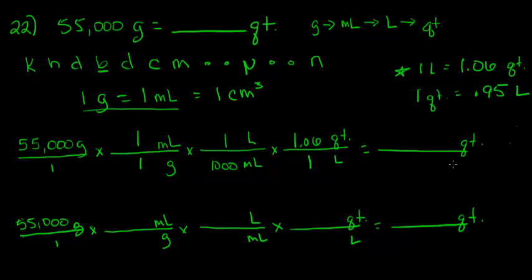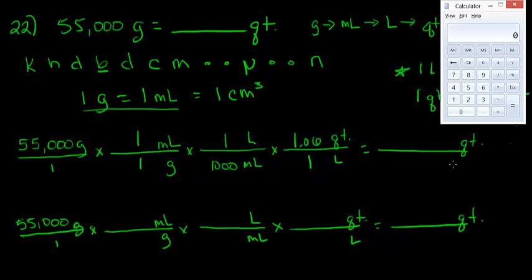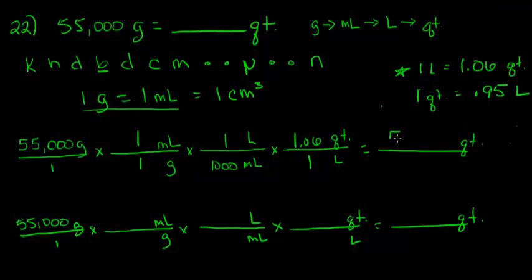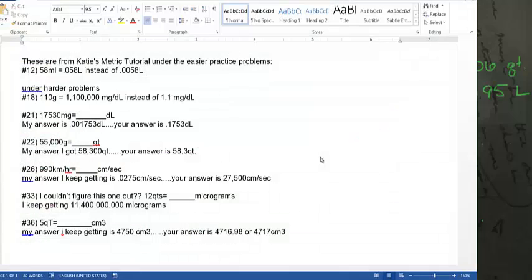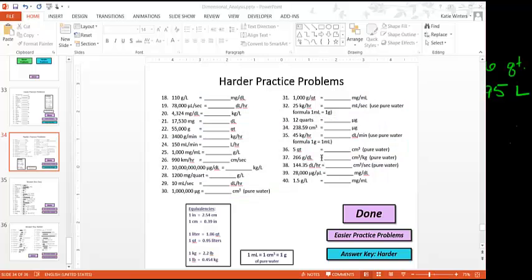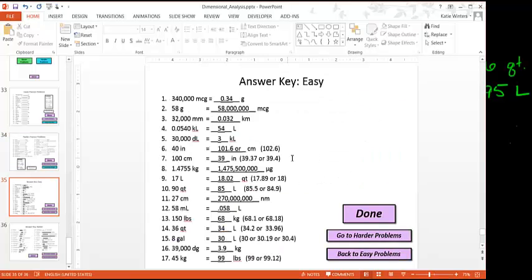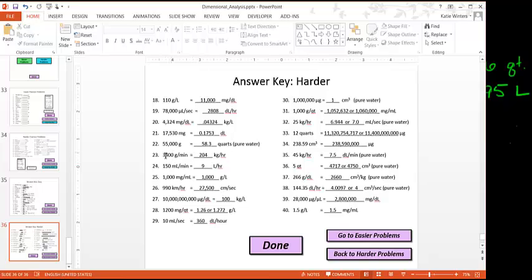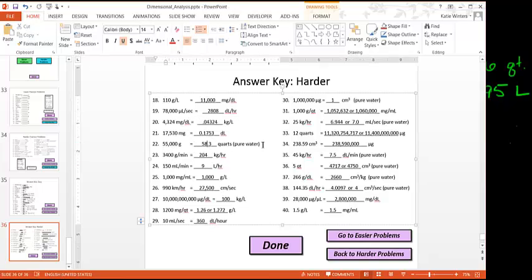55,000 times 1.06 divided by 1,000. 58.3. Okay, so that is the answer I got for the first one, and let me see here. 58.3. Okay, so that is also the answer here, I believe. Number 22? Yes, 58.3 quarts.